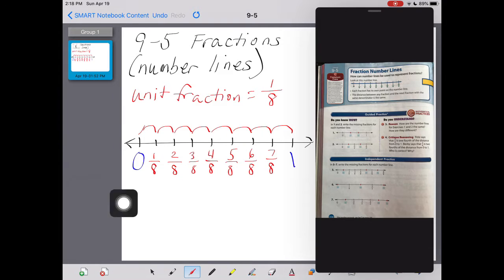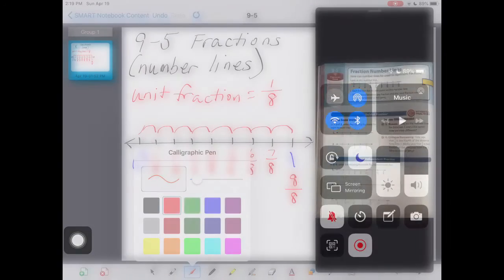7/8, and then we make it to our 8th section, which is 1, but we can also call it 8/8, meaning we've gone all 8 sections of the 8ths. 1, 2, 3, 4, 5, 6, 7, and 8. And that's how we do that.